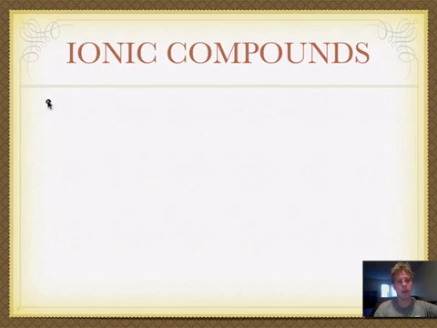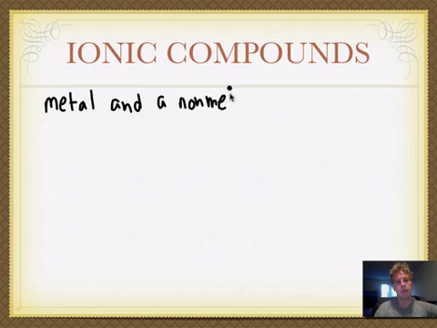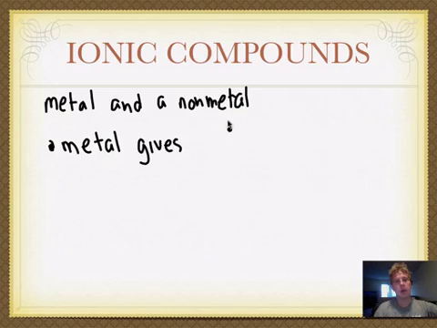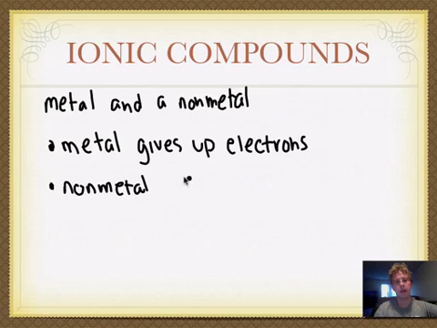And before we said that ionic compounds were formed between a metal and a nonmetal. What's going to happen is the metal gives up electrons because it has a low electronegativity, whereas the nonmetal is going to gain electrons because it has a high electronegativity. And electronegativity, like I said before, has to do with how badly that atom or that element wants the electrons. And they're going to do this to fulfill the octet rule.